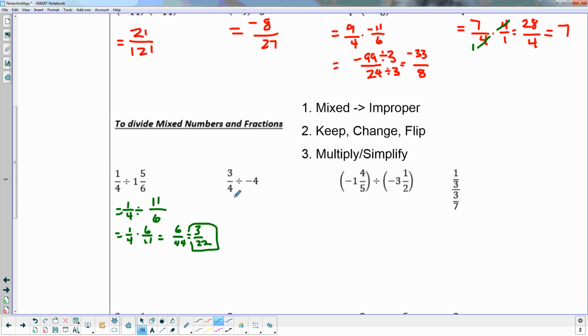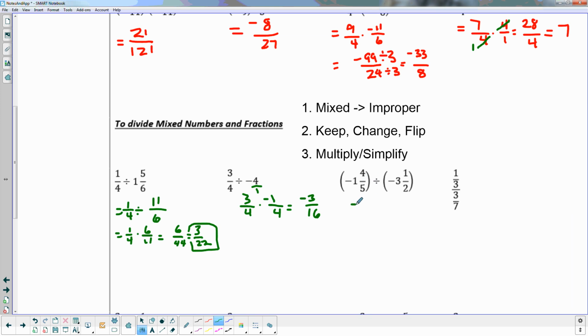Okay. On my next one, I have 3/4. I'm going to switch it to multiplication, and I still want to flip this, but you notice there's really nothing to flip. Well, there is, because this is a negative 4 over 1. And so I'm going to write it as negative 1 over 4. I leave the negative in the top just because it looks better. But what I get there is negative 3 over 16 when I multiply.